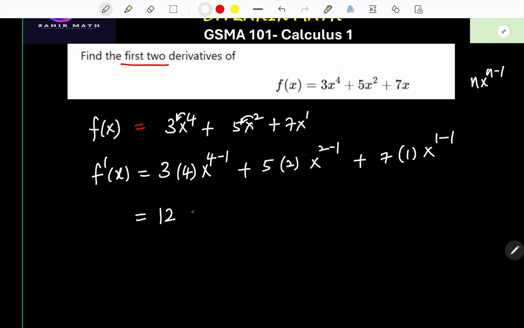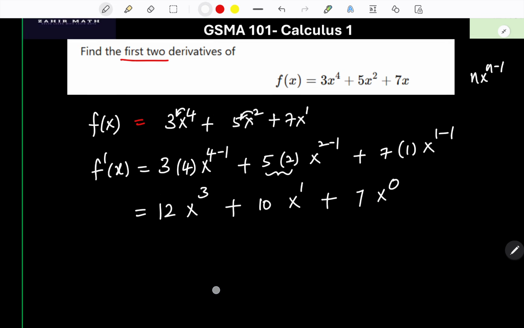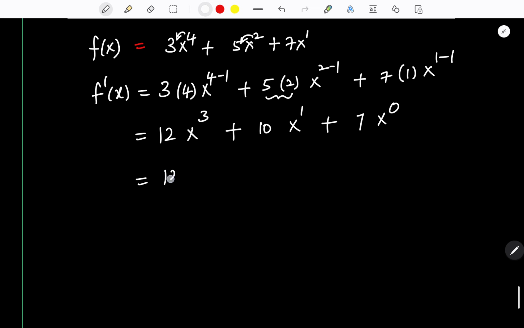So this is equal to 12, x to the power of 4 minus 1 is 3, 5 times 2 is 10, x to the power of 2 minus 1 is 1, 7, x to the power of 0. So this equals 12x to the power of 3 plus 10x plus 7, because x to the power of 0 is what? 1. X to the power of 1 is what? x. So this is your f dash of x.